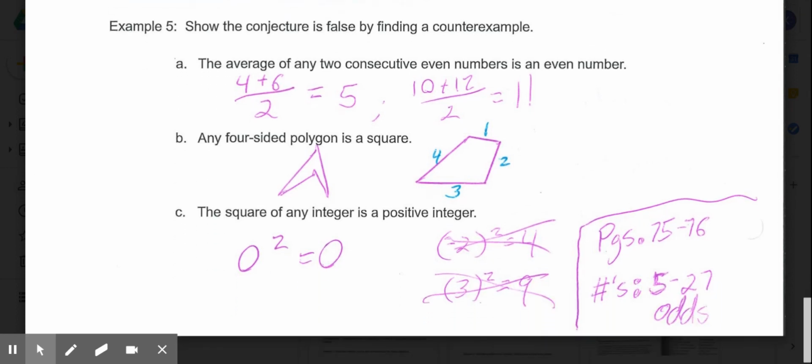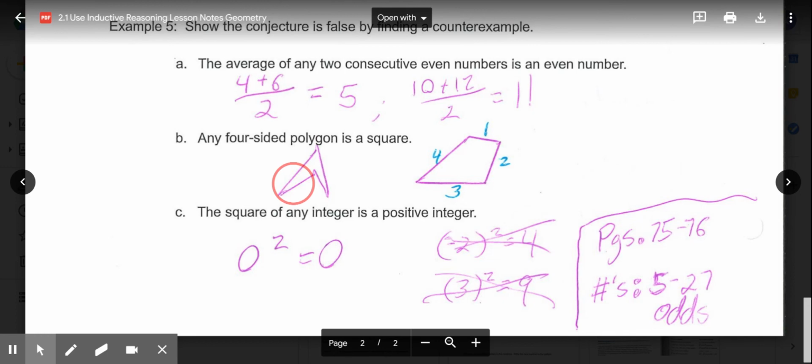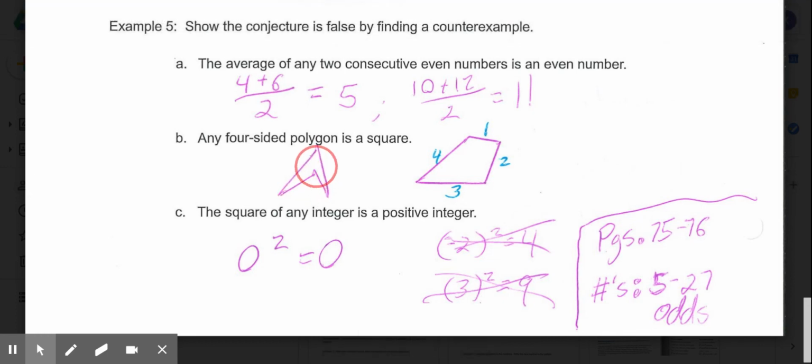In B, they're saying any four-sided polygon is a square. Well, we have plenty of four-sided figures that are not squares. We have rhombuses, we have rectangles, we have trapezoids. So you could draw any four-sided figure, like this one or this one, that is not a square, and that's your counterexample.